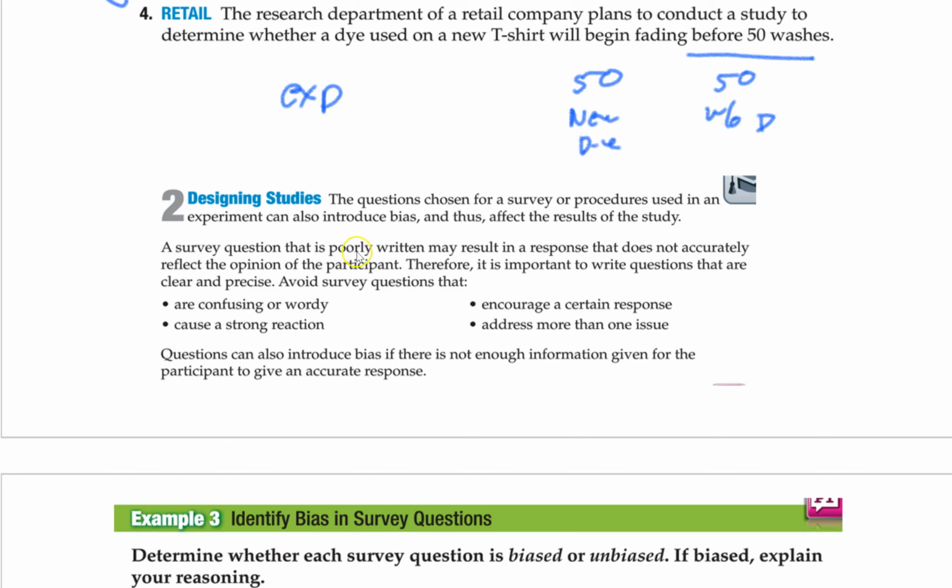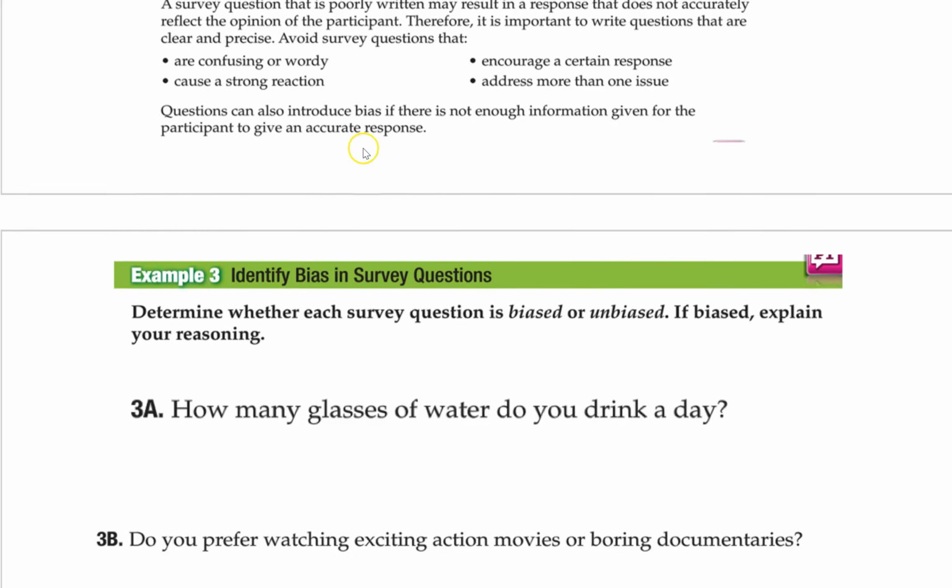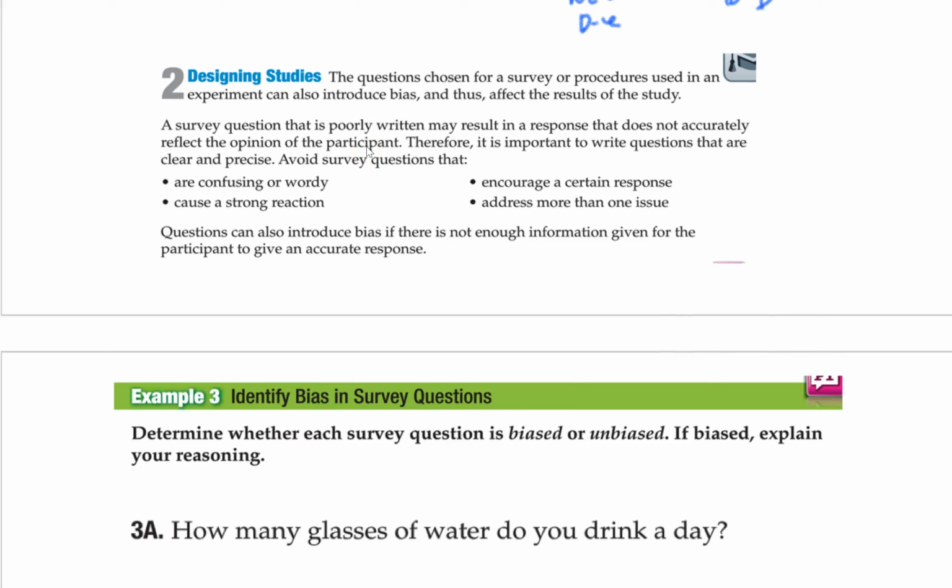Let's talk a little bit more about the design study. So one thing we're going to focus on right now is watch out for biased questions. So how do you get biased questions? Well, they could be confusing or wordy, trying to mess you up. They can encourage a certain response. That's really the key. If they're trying to get you to respond a certain way, that's a biased question right there. So if it's trying to encourage a certain response, tries to cause a strong reaction, get you off your game, or addresses more than one issue.